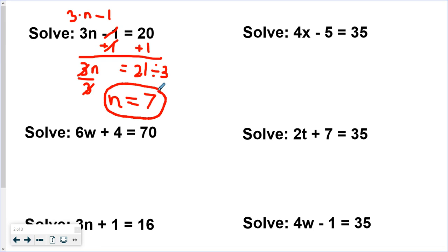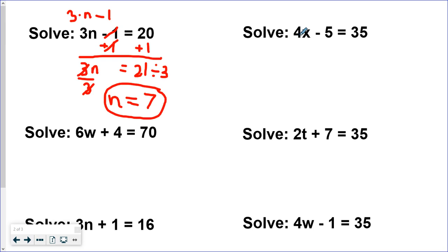Now in the assignment today, it's going to say, why don't you check to see if your answer is right? How do you check to see if your answer is right? Let's take this number here now, and let's plug it into this problem to see if I would get 20 as my answer. So if I plug 7 in here, now I would take the 3 times 7, which is 21, and then subtract 1, that equals 20. Yep, there's a good way to check to see if I did it right.